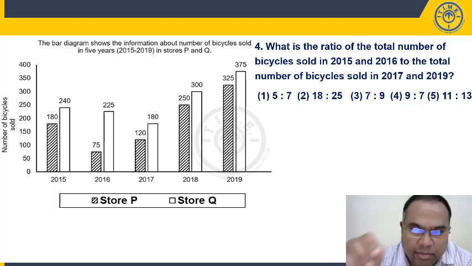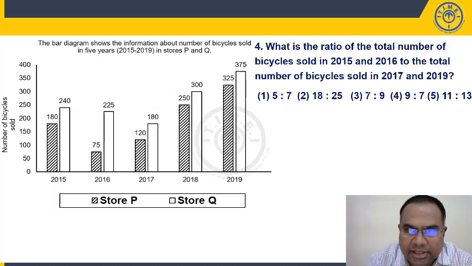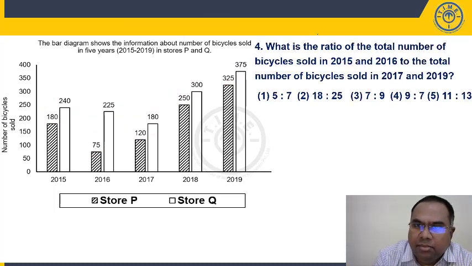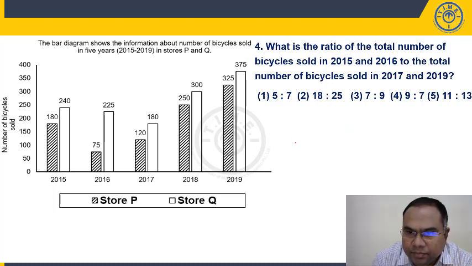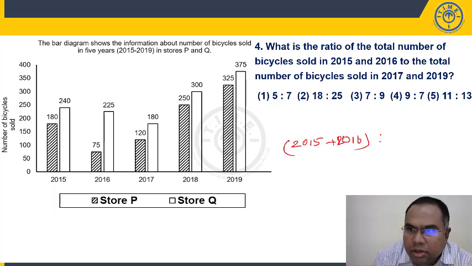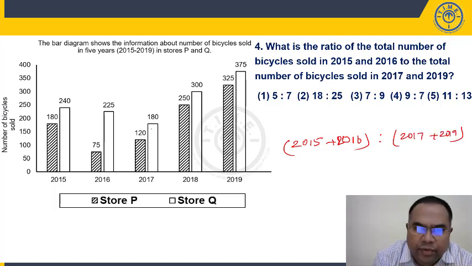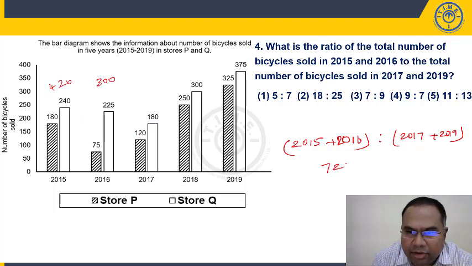Easy question. If you remember the values from the previous table, this is easy. So ratio of total number of bicycles sold in 2015 and 16 together is to total number of bicycles sold in 17 and 19 together. Now 15 is how much? This we know, 420. This is 300. So add these two, 420 plus 300 is 720.